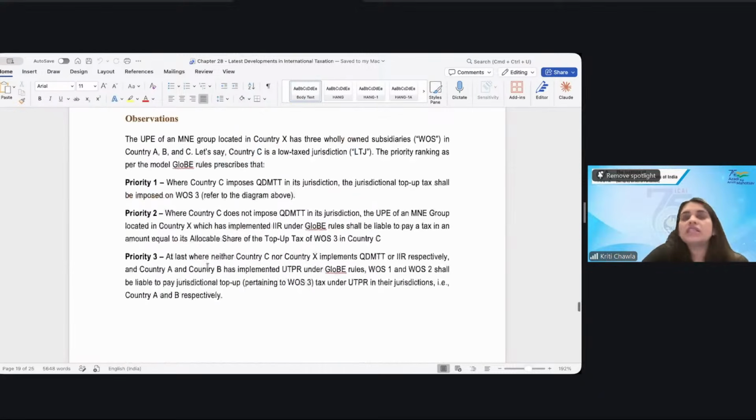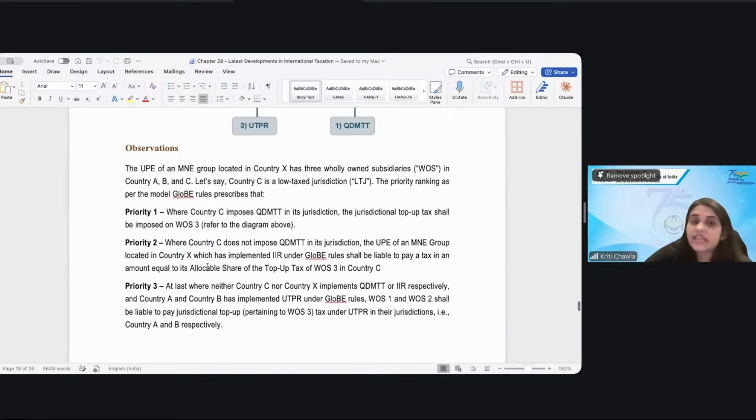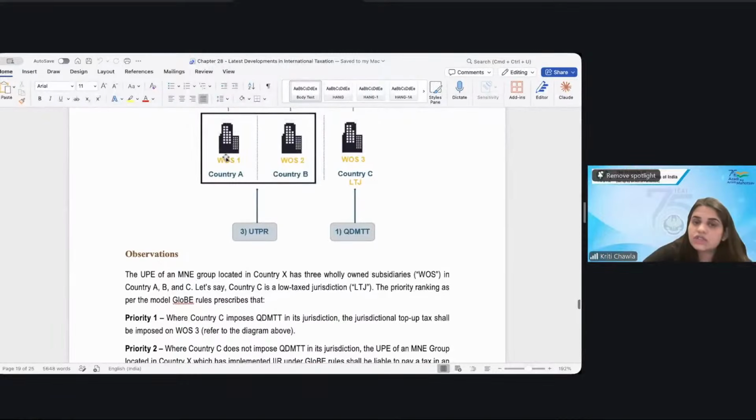And then priority 3 is that, where neither country C nor country X imposes, country C does not impose QDMTT and country X does not impose IIR. Well, then country A and B has implemented UTPR under globe rules. Now, wholly owned subsidiary 1 and 2, they shall be liable to pay the jurisdictional top-up tax under UTPR in their jurisdiction, which is going to be this jurisdiction and jurisdiction. So they will pay UTPR.